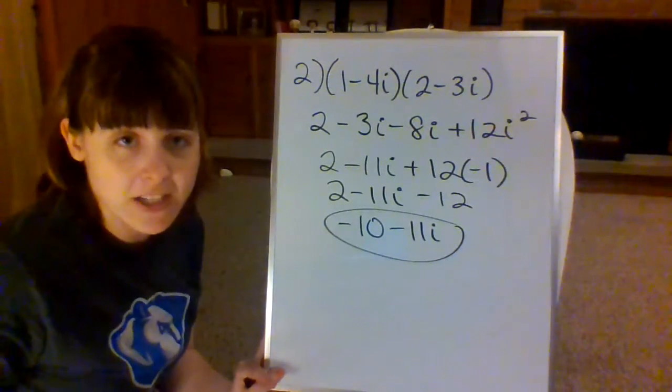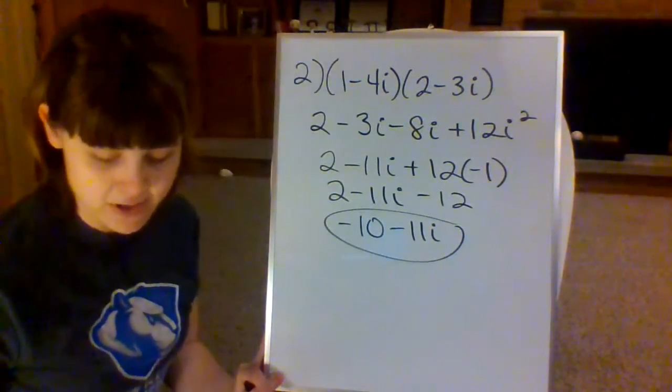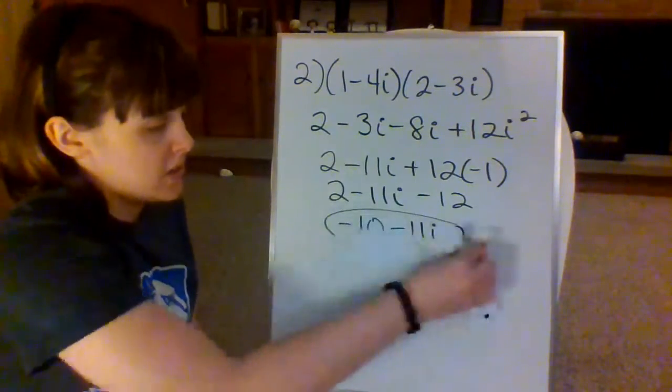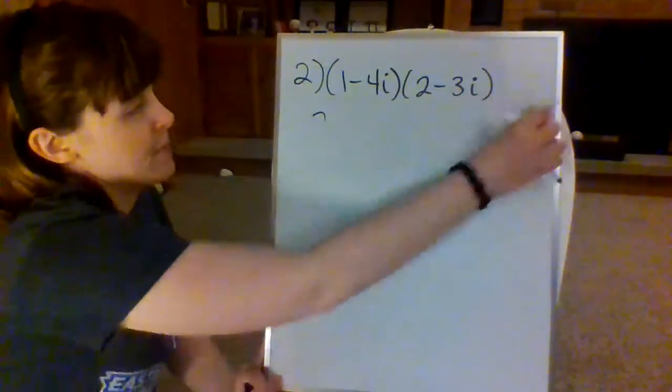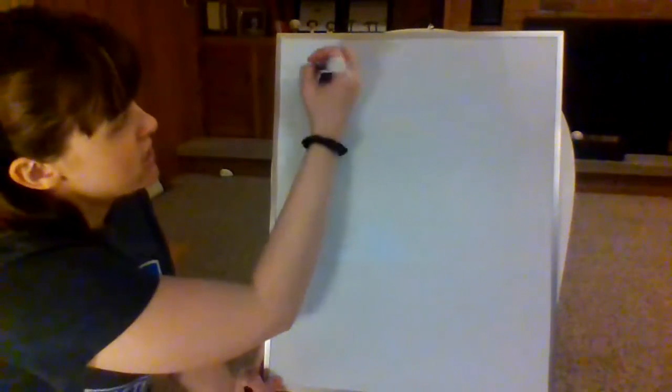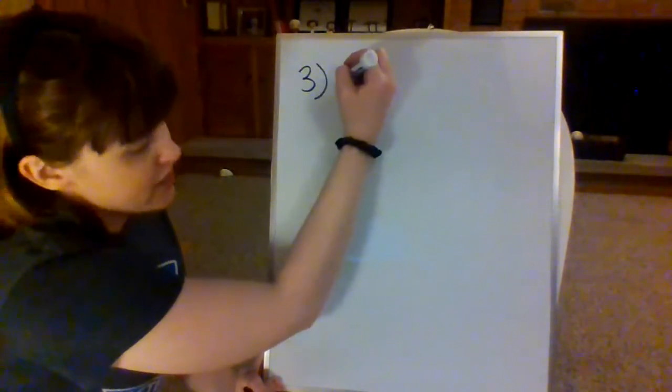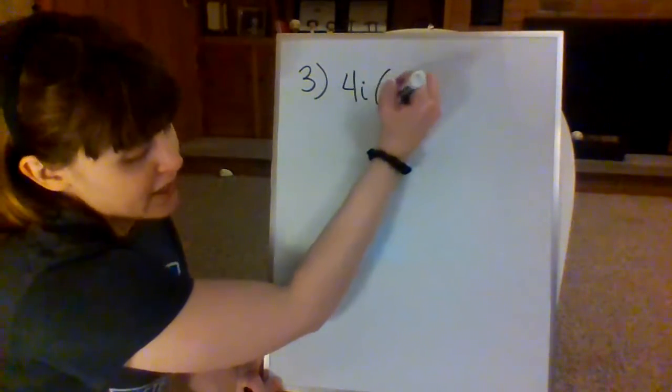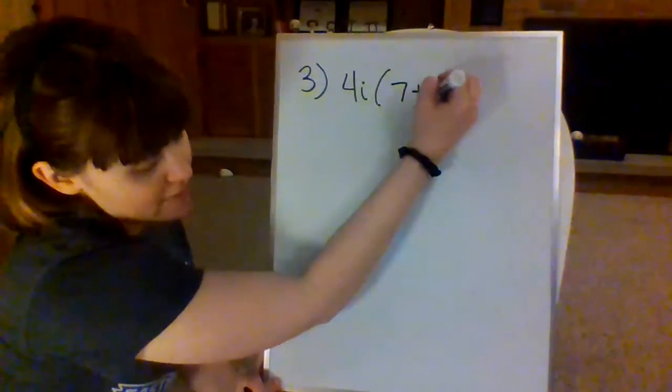Alright, so now we're going to look at a couple of problems that are slightly different. We're still multiplying complex numbers, but these next two look slightly different. So number 3 looks like this. 4i times the quantity of 7 plus 4i.